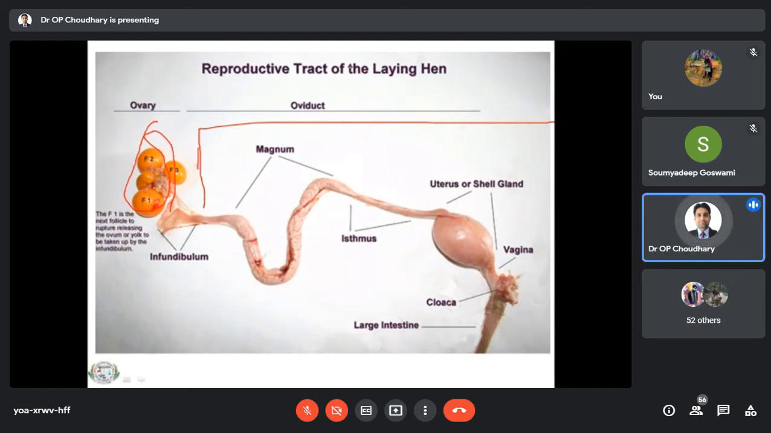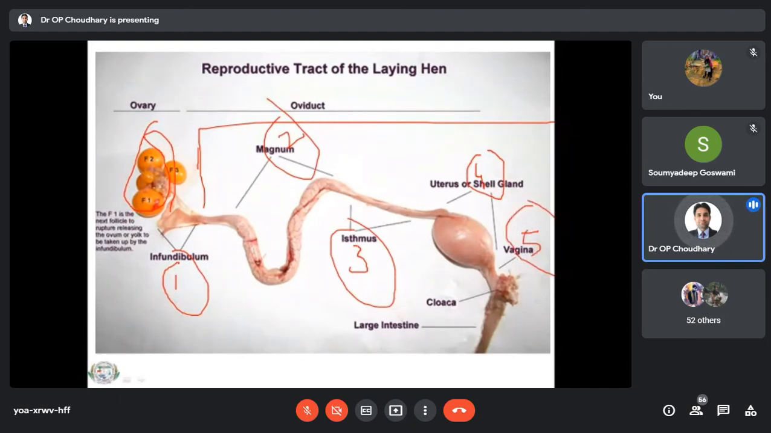So it consists of 5 parts: number 1 is the infundibulum, number 2 is the magnum, number 3 is the isthmus, number 4 is the uterus, which is also called the shell gland, and number 5 is the vagina. So in case of birds, the female reproductive tract consists only of ovary and oviduct, and the oviduct consists of these 5 parts. The first part is the infundibulum.